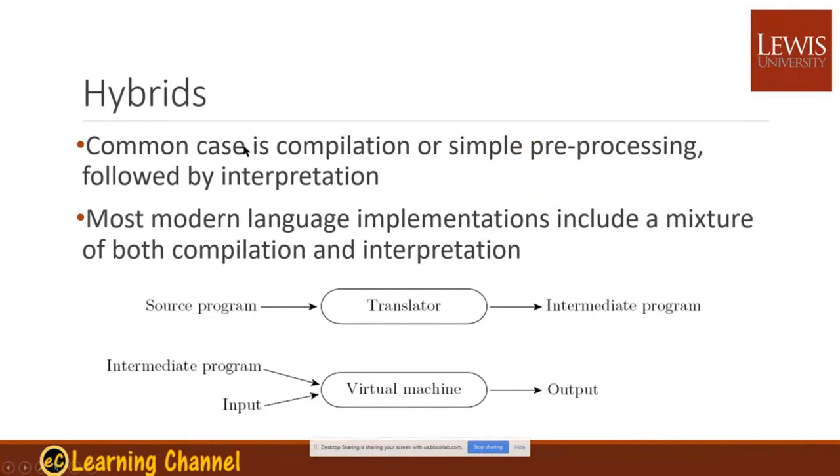Now, the third one is hybrid. A good example of hybrid is the Java language. You basically take in your source program and put it into an intermediate format, which in Java is called bytecode. When you have the bytecode, you have a virtual machine, and the virtual machine will interpret it into output. So that actually is interpretation. And in the front end, you compile from Java language to bytecode. That's called compilation. So modern languages try to have a combination of compiler and interpretation, a hybrid system.